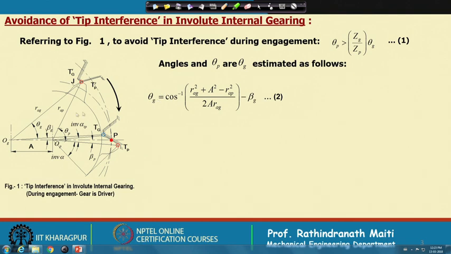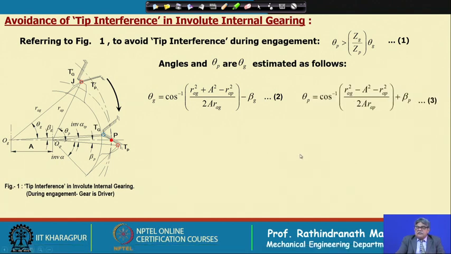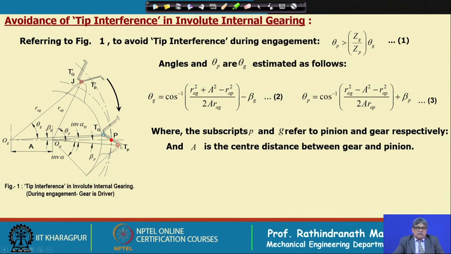Now, we can calculate this theta g. This is geometric. If we consider this triangle, O g J and O P, then cos of (theta g plus beta g) equals R A G square plus a square minus R A P square, divided by twice a R A G. That means the whole angle theta g plus beta g is this much, minus beta g, must be equal to theta g. Okay? Similarly, we can calculate theta p also. You can just compare with this geometry and this value will become like this, where the subscripts p and g refer to the pinion and gear respectively, and a is the center distance between gear and pinion.